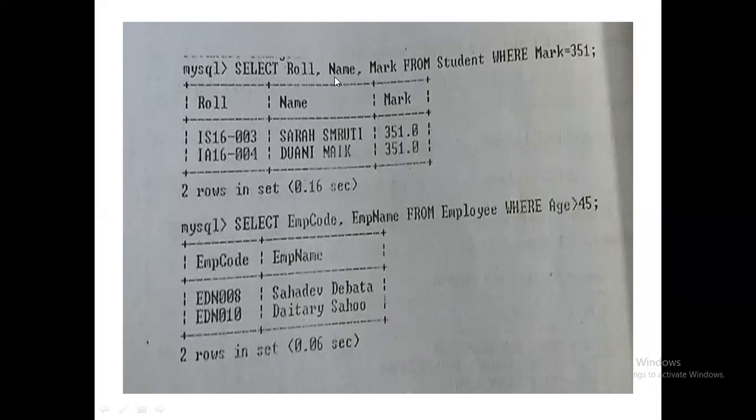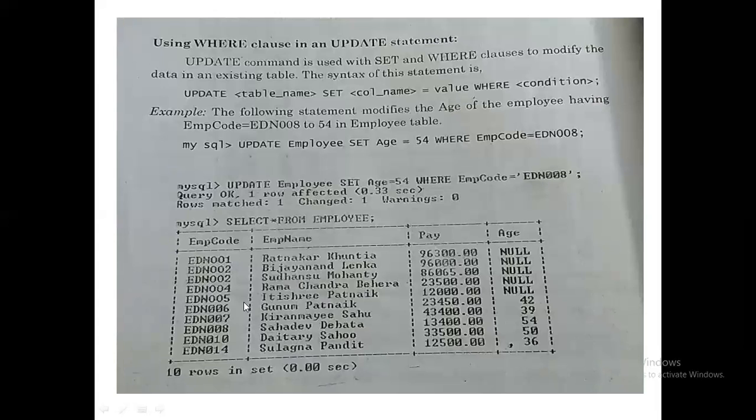Then select roll number, name, marks from student where marks is equal to 351. So जिसका marks 351 है उनका ही roll number, names और marks दिखा रहा है, और यहाँ पे जिसका age 45 से greater है उनका employee code और employee name यहाँ पे दिखा रहा है.